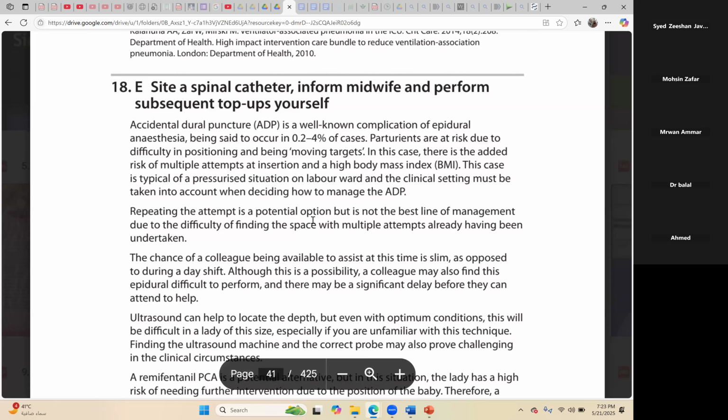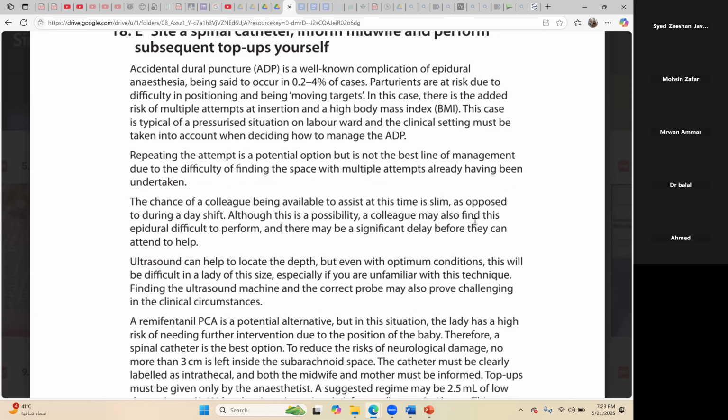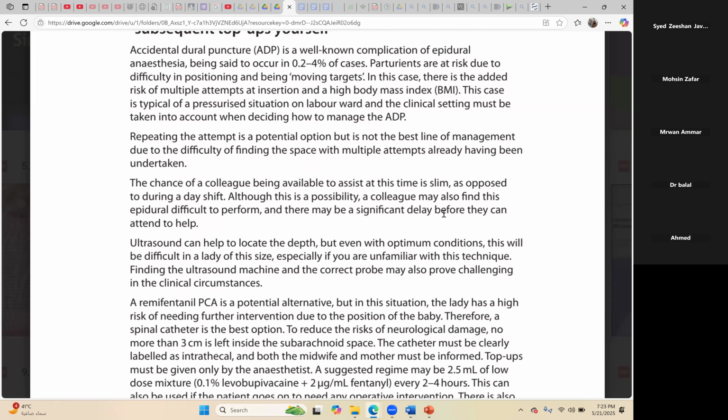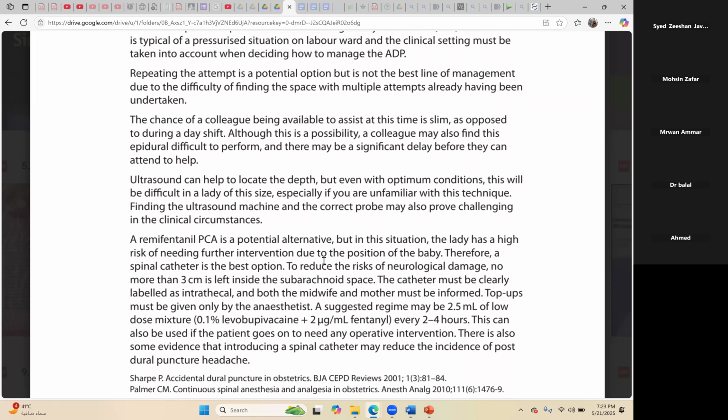Repeating the attempt is a potential option, but it's not the best line of management. In this scenario, attempting again can cause another dural puncture. The chance of a colleague being available to assist at this time is slim, as in the scenario they have mentioned, as opposed to during a day shift. In the morning, there will be more manpower. Although this is a possibility, a colleague may also find this epidural difficult to perform, and there may be significant delay before they can attend to help.